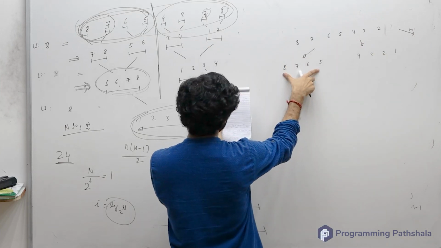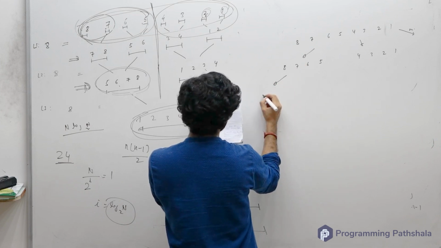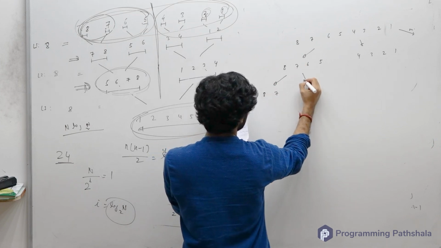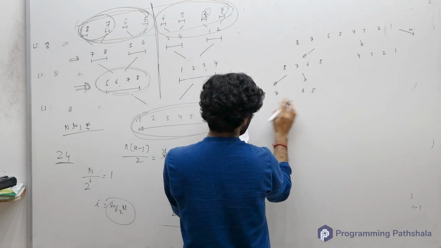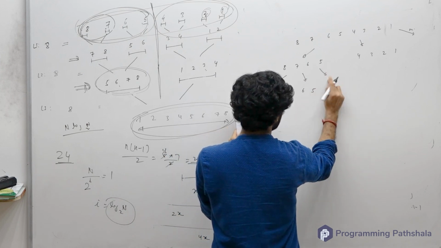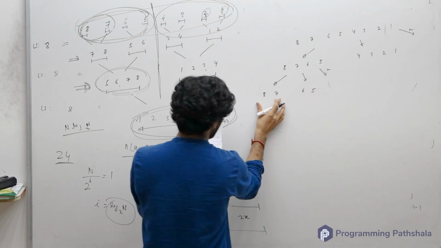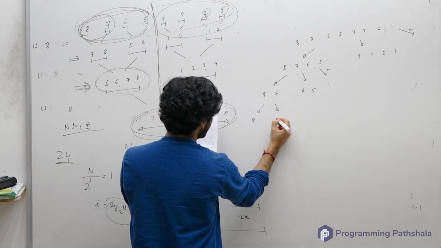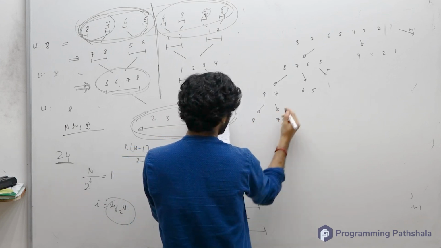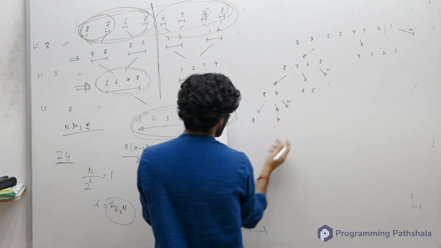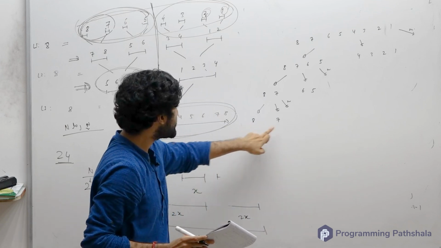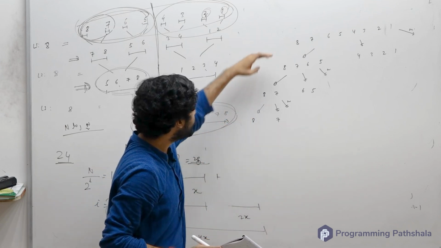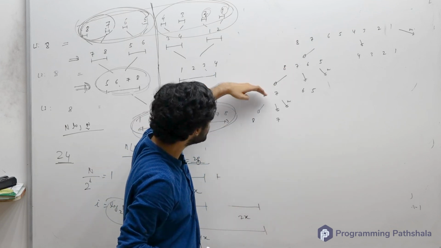Now again, at this level, what will happen? It will get broken into 8, 7, 6, 5, and when both halves are over, it will merge them. Again, at this level, it will break into two subarrays of size 1 and 1, and when both are sorted, it will merge them. What will happen at this level? Can somebody tell me? First this will call this, this will call this, this will call this.